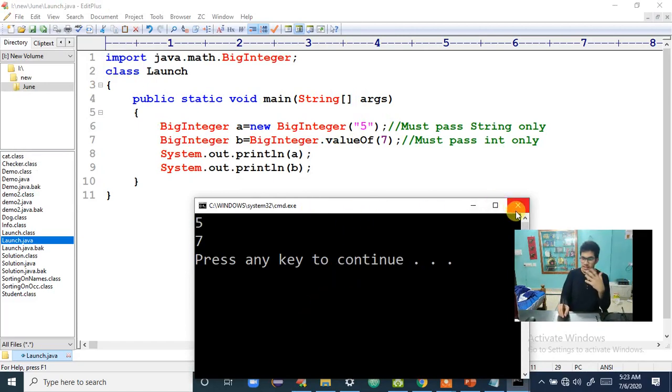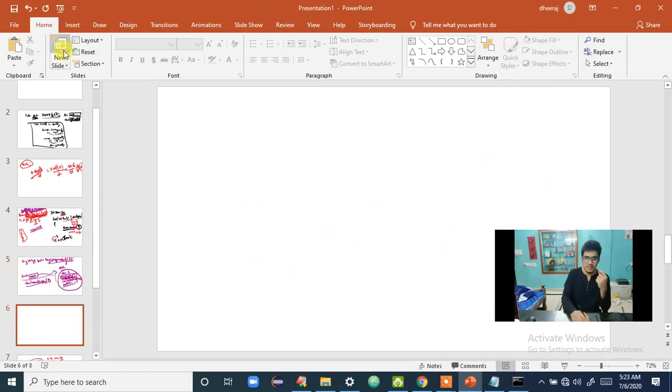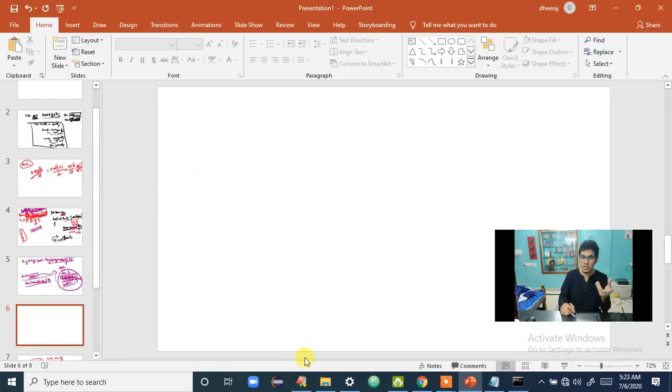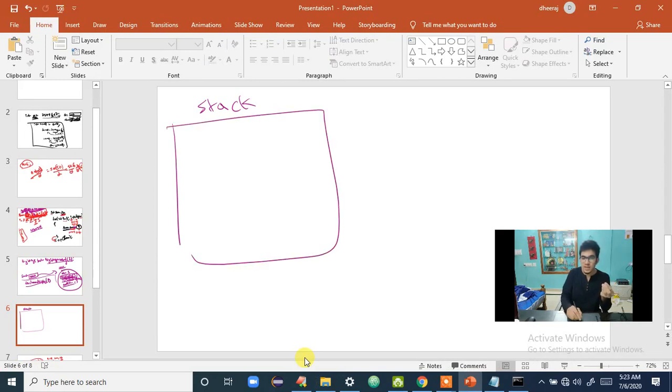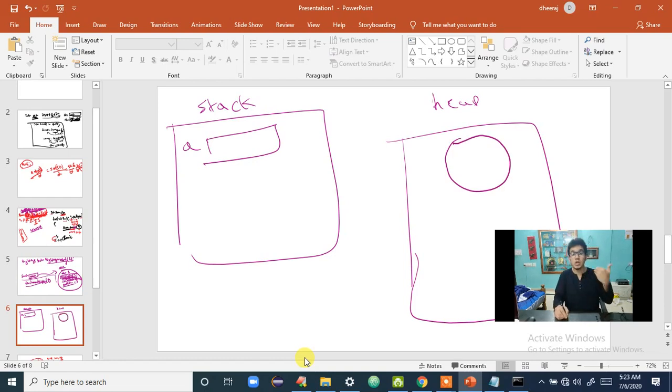So when you write this line, what actually happens? Let's see. When you said BigInteger a is equal to new BigInteger of 5, BigInteger a is a local variable. Since it's a local variable, its memory is in the stack. This is my heap. In the heap, you said new BigInteger, which means you want a new memory. This new memory has an address, let me say 1000.